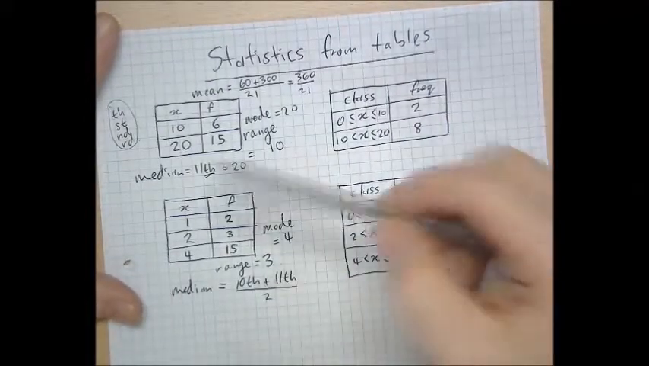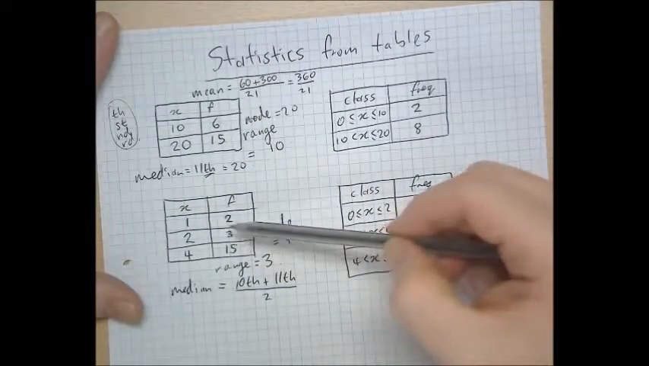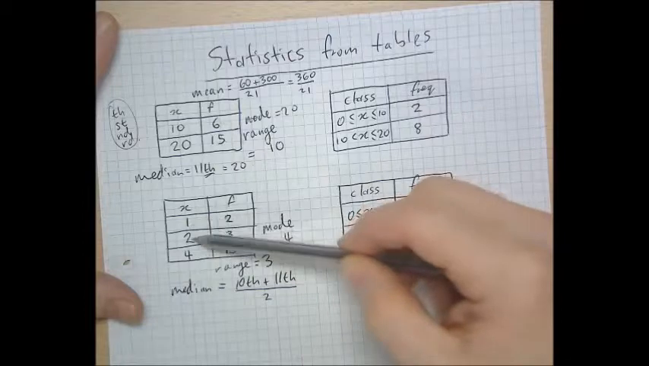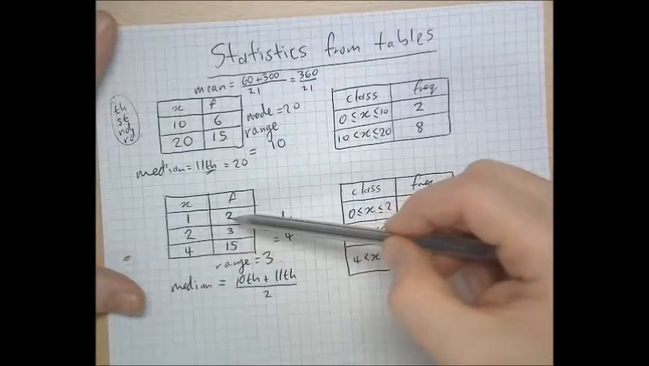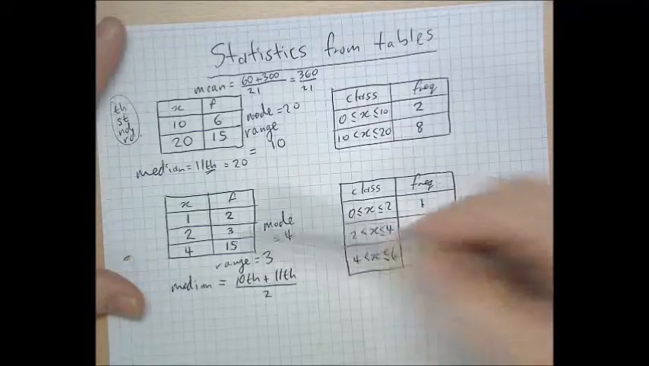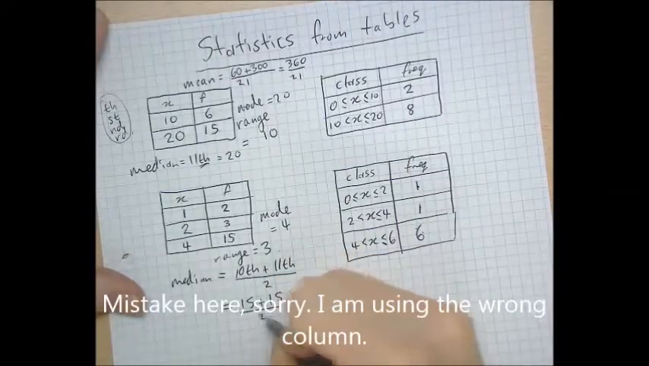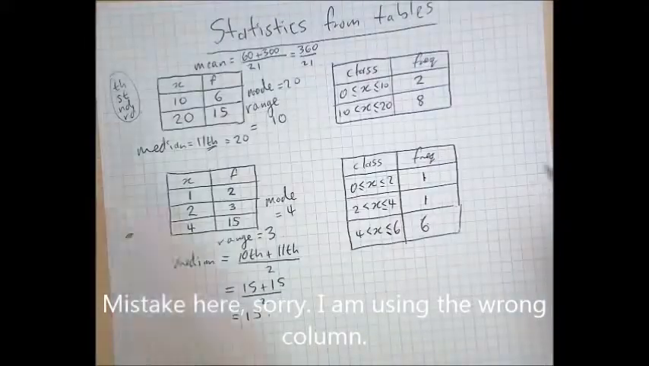What is the 10th? Well, there's 2 1s, 3 2s, so by the time the 1s and 2s have gone by on the list, you've covered 5 numbers. We're not anywhere near the 10th, so the 10th and the 11th both have to be 15. So what's halfway between 15 and 15? Well, of course, it's 15.